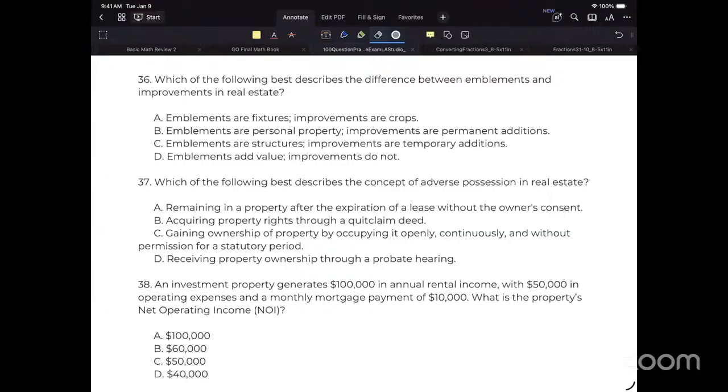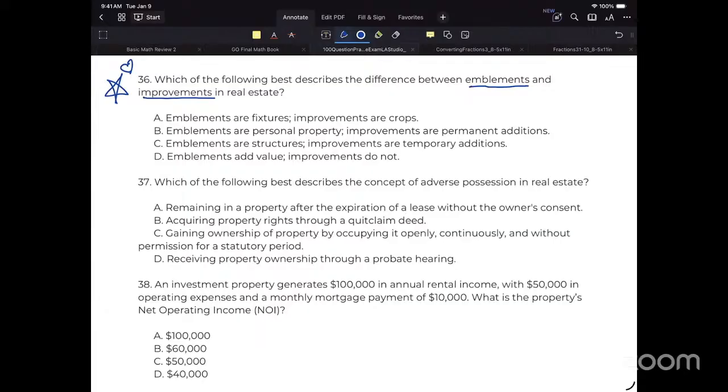36. Oh, let me grab some water. Which of the following best describes the difference between emblements and improvements in real estate? Oh, this is a great question. Oh, we love this question. Which of the following best describes the difference between emblements and improvements in real estate? I would tell you the best way to go about this is in our brain, before we even look at the answer, let's define emblements and then let's define improvements.